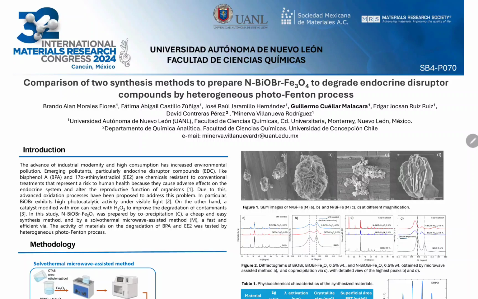The poster is entitled Comparison of Two Synthesis Methods to Prepare a Nitrogen Bromide Oxybismuth with Incorporation of Magnetite to Degrade Endocrine Disruptor Compounds by Heterogeneous Photo-Fenton Process.